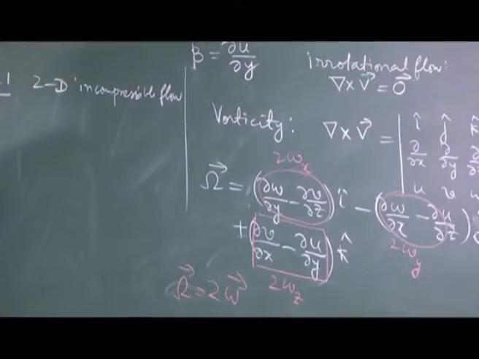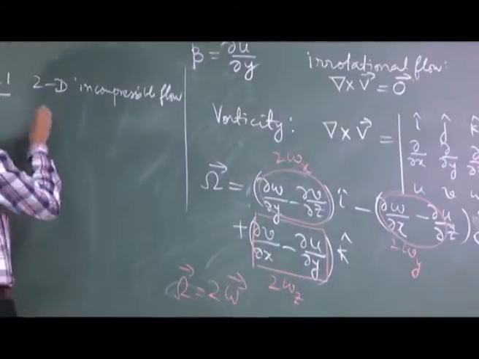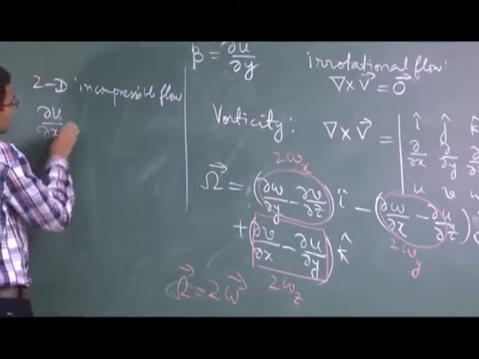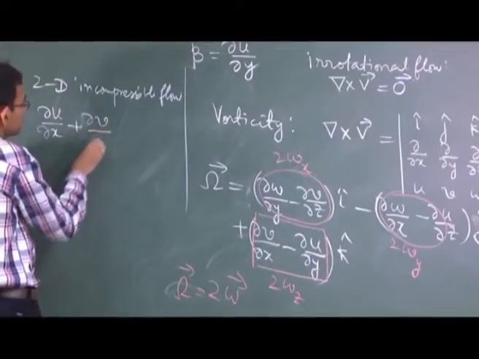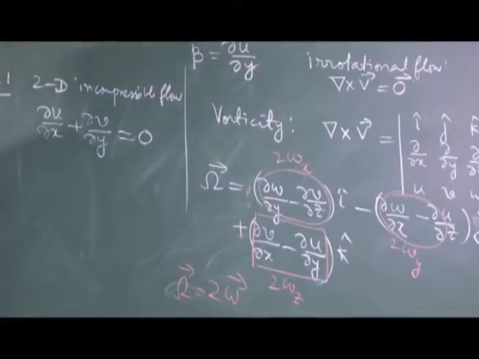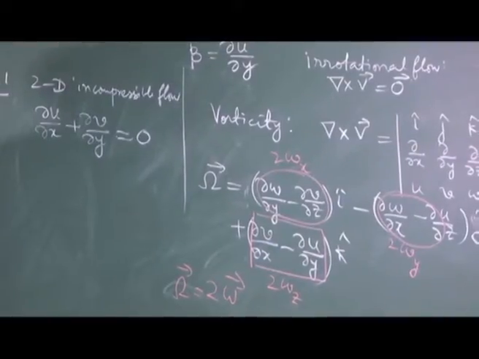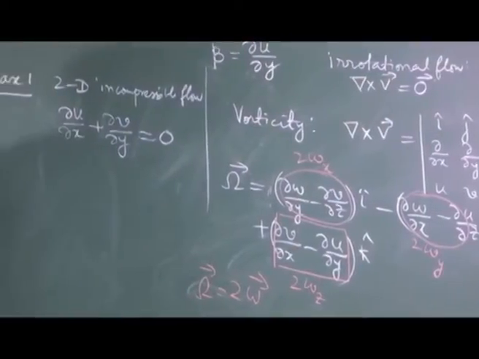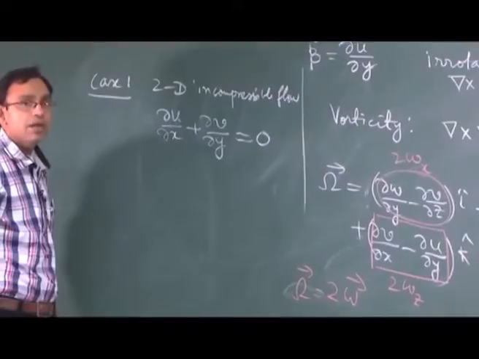So, two dimensional incompressible flow means this one. So, in the two dimensional incompressible flow you have a single equation with two parameters, u and v. Can you boil these down to a single parameter?